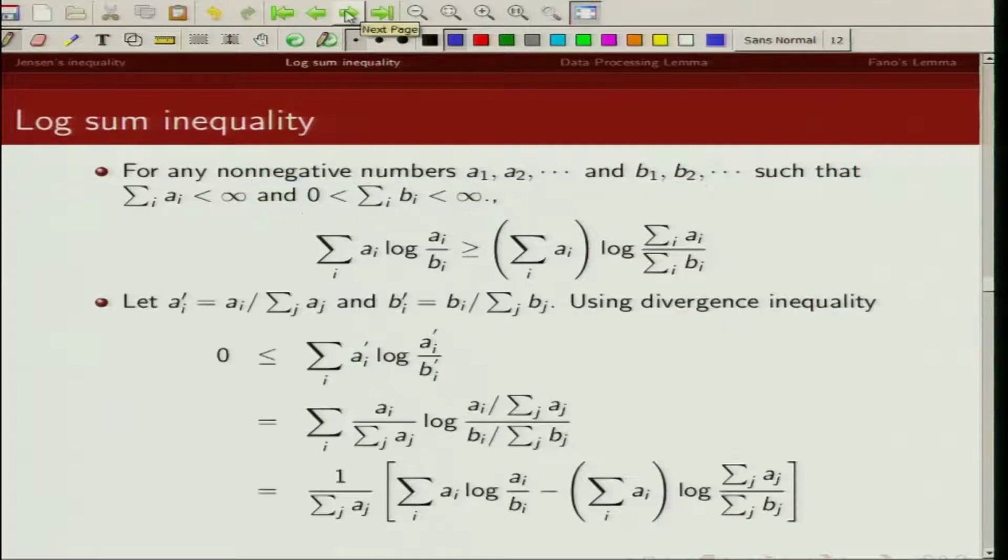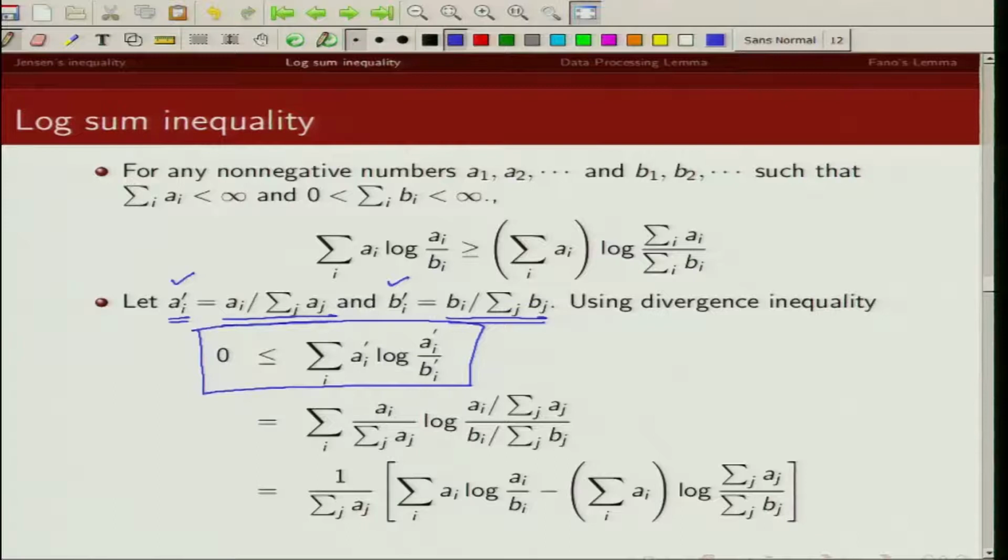Now let us prove this. So let us consider ai dash, which is ai by summation of these ai's, and bi dash, which is bi by summation of these bi's. Now let us find divergence between ai dash and bi dash. Now what do we know about divergence between two density functions? Basically we know the divergence is greater than or equal to 0. So divergence between ai dash and bi dash would be greater than or equal to 0. So this we are writing here. This is the expression for divergence between ai dash and bi dash, and we know that this divergence is greater than or equal to 0. This we have proved in the earlier lectures.